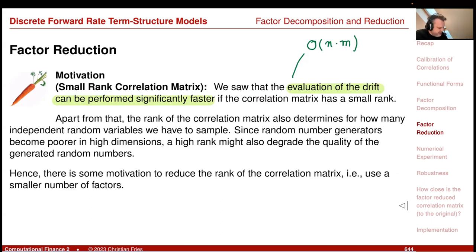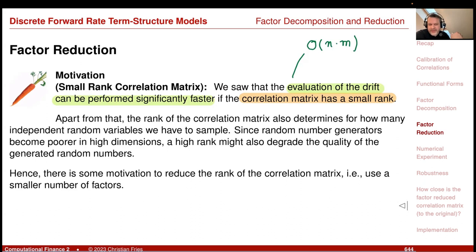So that's one argument that the correlation matrix should have a small rank, where the rank is the number of non-zero eigenvalues. Maybe for us as a modeler, this is not a good argument, because it just makes the computer code faster, but maybe it degrades the quality of the model. On the other hand, as a modeler, I would also like to have a fast computer model, because then I can do a lot of experiments and get a good intuition for the model. The feedback is higher. So sometimes I also like to have a very performant model.